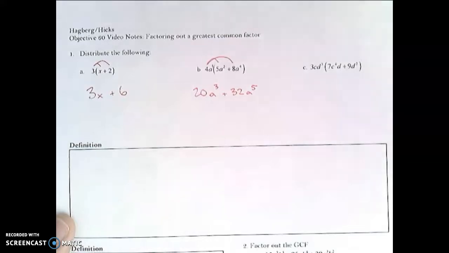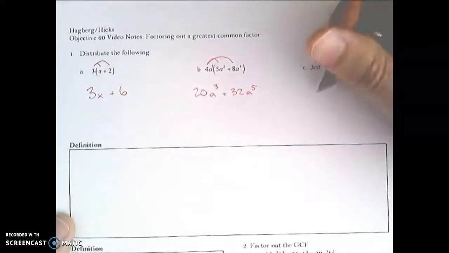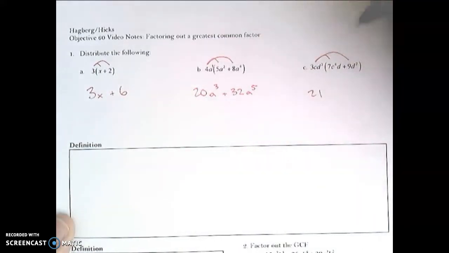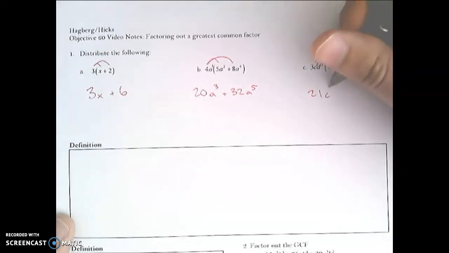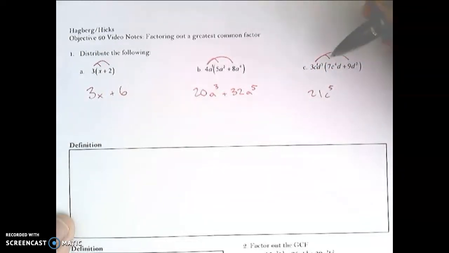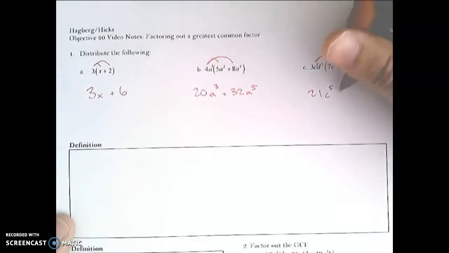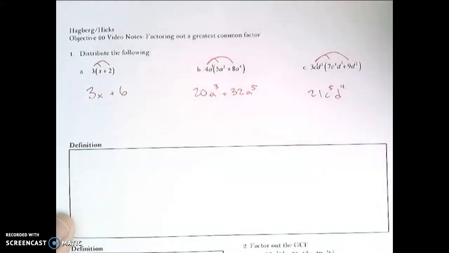For the next one, we have 3 times 7 gives us 21. C to the 1 times c to the 4, this c to the 1 plus 4 gives us c to the 5th. D to the 3rd times d to the 1 is d to the 3rd plus 1 is d to the 4th. And then we have 3 times 9 is 27. C to the 1 times, there's no c here, so that just comes along for the ride. And then d to the 3rd times d squared is d to the 3 plus 2 is 5.